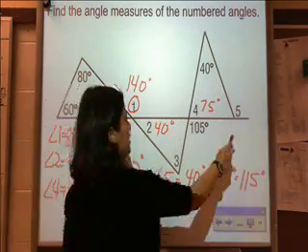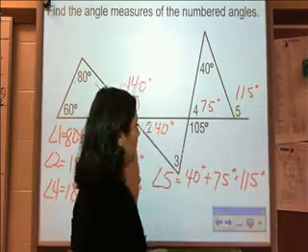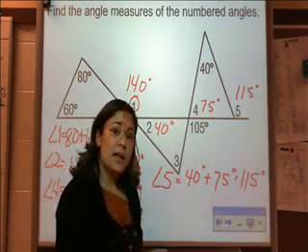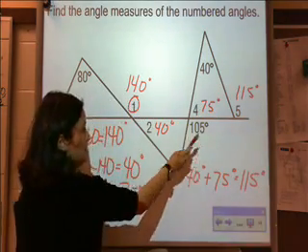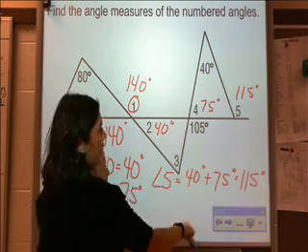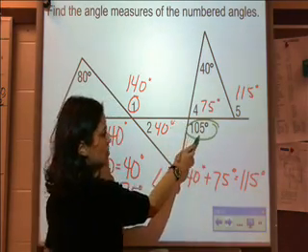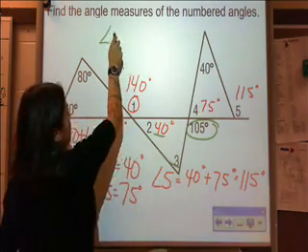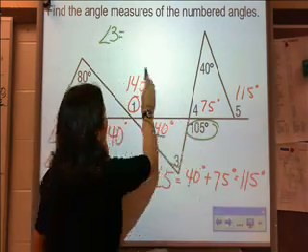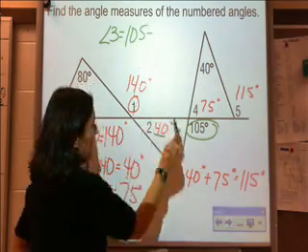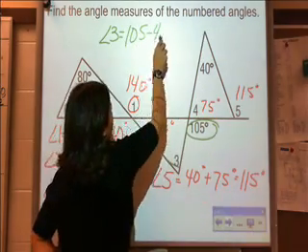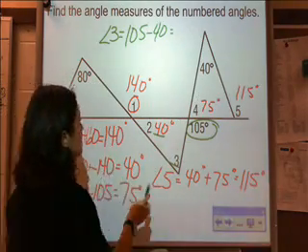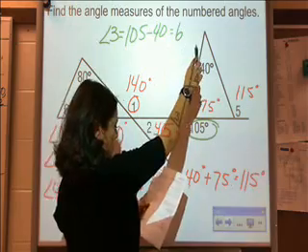And that leaves us with, I think I still have to find angle 3. And if you look, we can still use that exterior angle theorem here. Here's my exterior angle, 105, and that should equal the sum of this and this. So angle 3 equals 105 minus 40. So angle 3 equals 65 degrees.